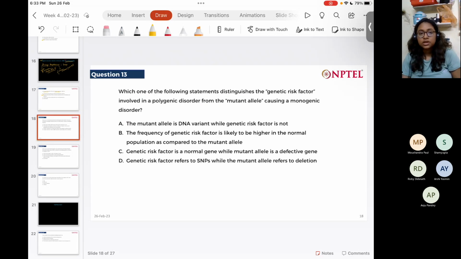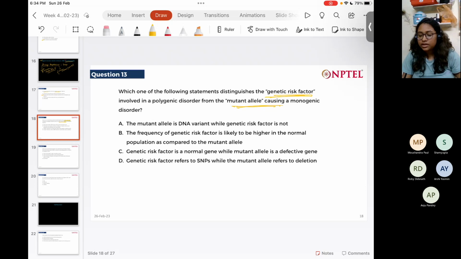The next question: which one of the following statements distinguishes the genetic risk factor involved in a polygenic disorder from the mutant allele causing a monogenic disorder? A mutant allele is a mutant gene which causes a monogenic disorder; there is only one gene. Whereas in a polygenic disorder there are various alleles, and the presence of each allele means that the person has a risk of developing that disorder. So you have to distinguish between hereditary risk factor and the mutant allele.